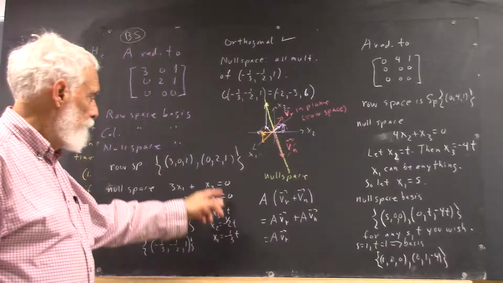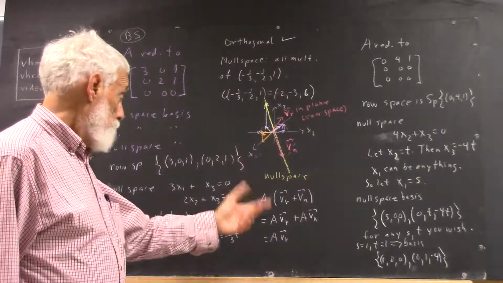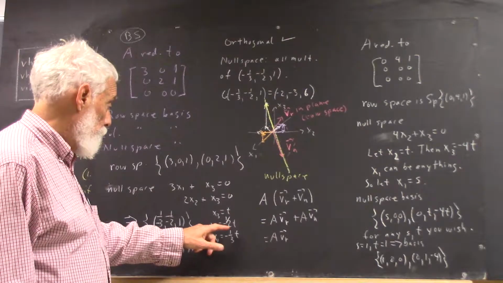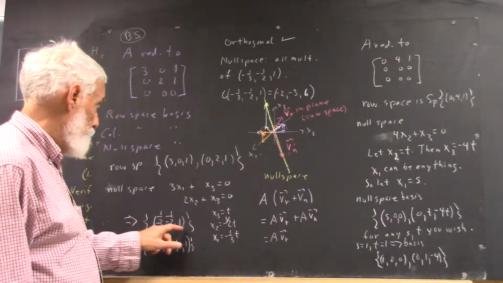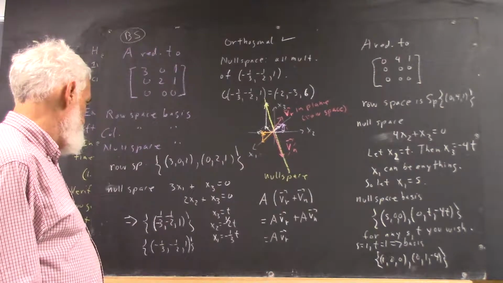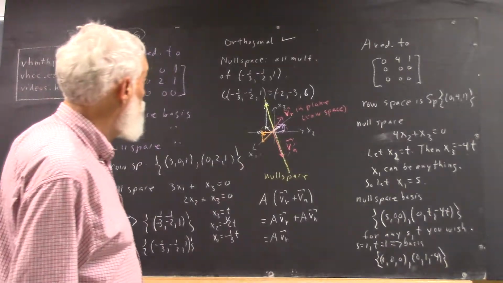We could use any t and get the components of a basis vector. So it's simply we use t equals 1, and that gives us the basis vector negative 1/3, negative 1/2, 1. There's x1, there's x2, there's x3. And I'm not sure why I rewrote it, but that's okay.